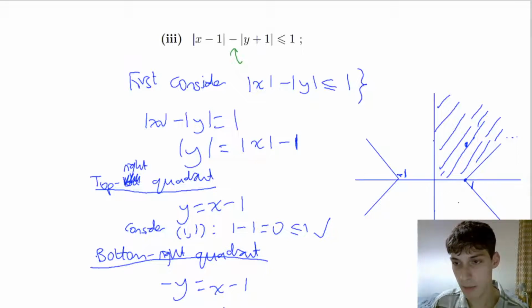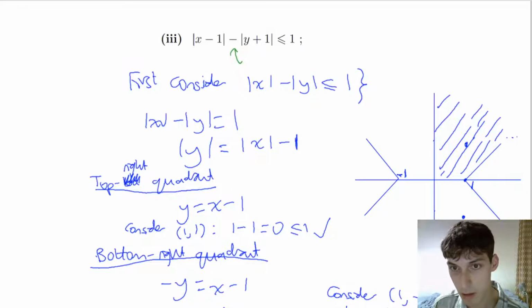Bottom right quadrant, we want to consider, let's say, 1, minus 1. So we have the modulus of x, 1, minus the modulus of y, minus 1, is equal to 0 again, because it's 1 minus 1, which is less than or equal to 1, so it satisfies our inequality, because it satisfies this right hand side here. So okay, let's shade that one.